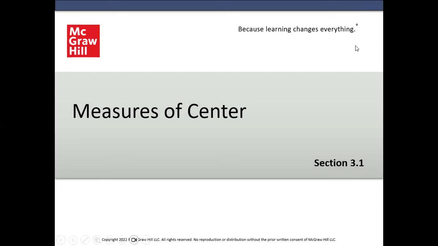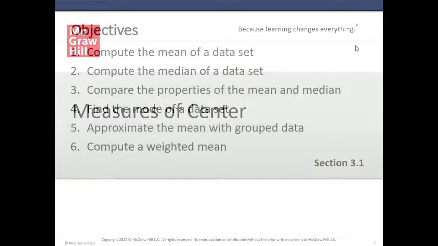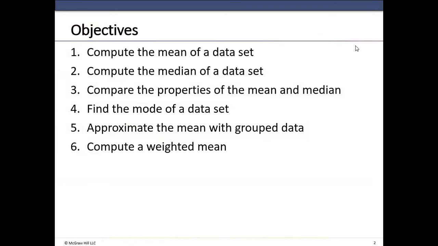Measures of center. So, we are talking about data sets for which we are going to measure center. We are going to compute the mean of our data set, compute the median of our data set, compare the properties of mean and median, find the mode of our data set, approximate the mean with grouped data, and compute a weighted mean.